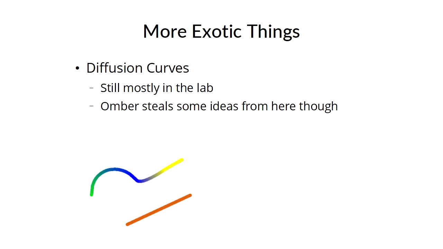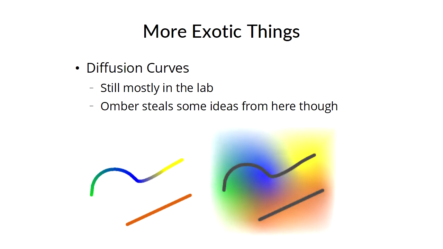In research labs, they have more exotic gradients in the works. Right now, one of the most promising ones is called a diffusion curve. Basically, you draw a bunch of lines, and you assign different colors to different points on the line. Then, the computer will diffuse those colors outwards across the canvas, so the colors will spread out and blend together until you get a very smooth mix of colors. It's sort of hard to make a practical drawing tool from this technology, though, so it's mostly in the lab still. Omber draws inspiration from some of these techniques, though, to give you a new type of gradient with similar power.